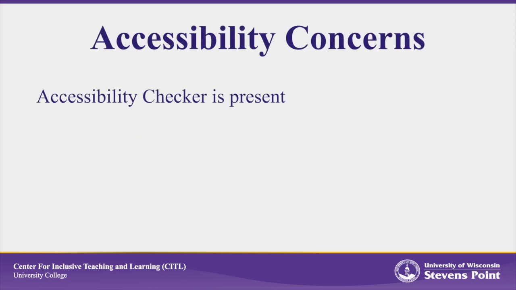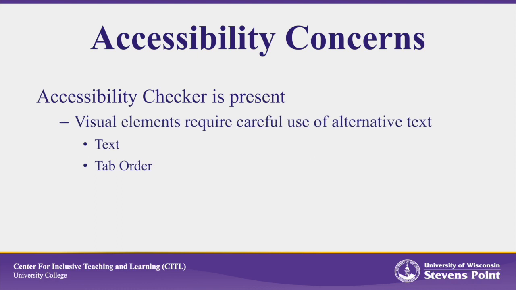I think the only concern you might have with using Articulate Storyline is that there are some accessibility concerns. There's an accessibility checker that is part of the program, and it's not that difficult to use. But because many of these slides become complex very quickly, there's a lot that you have to attend to. There are many different details. All of the visual elements require careful use of alternative text. You need to specify not just the text, but the order in which the text is read by a screen reader. That would be the tab order. So it can get pretty hairy pretty quickly.